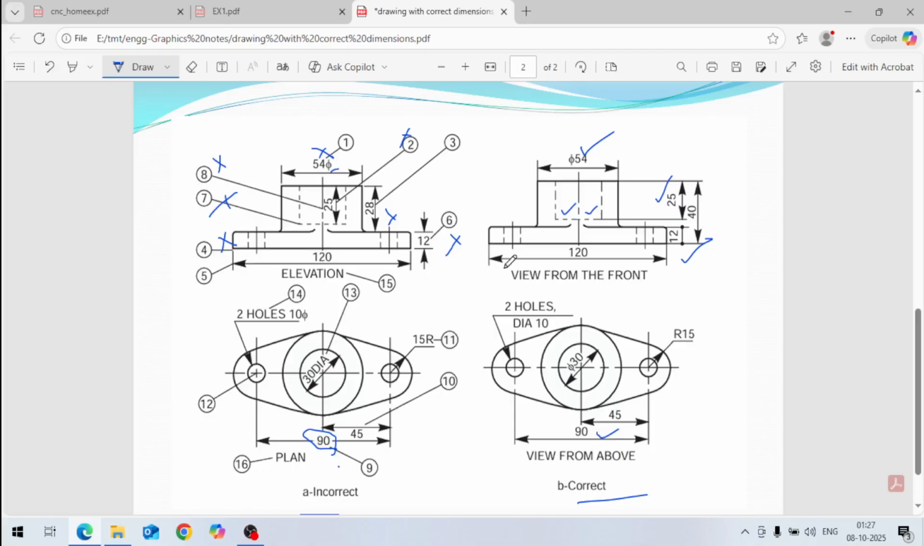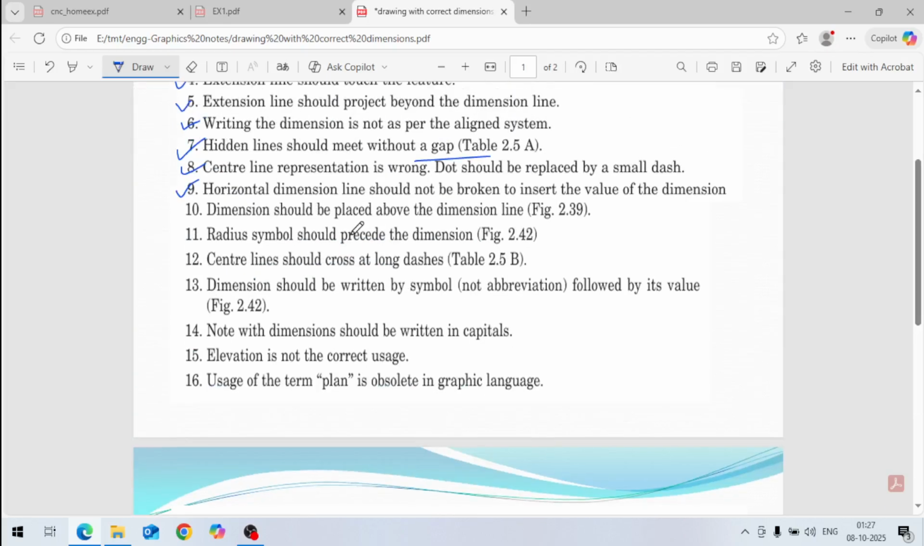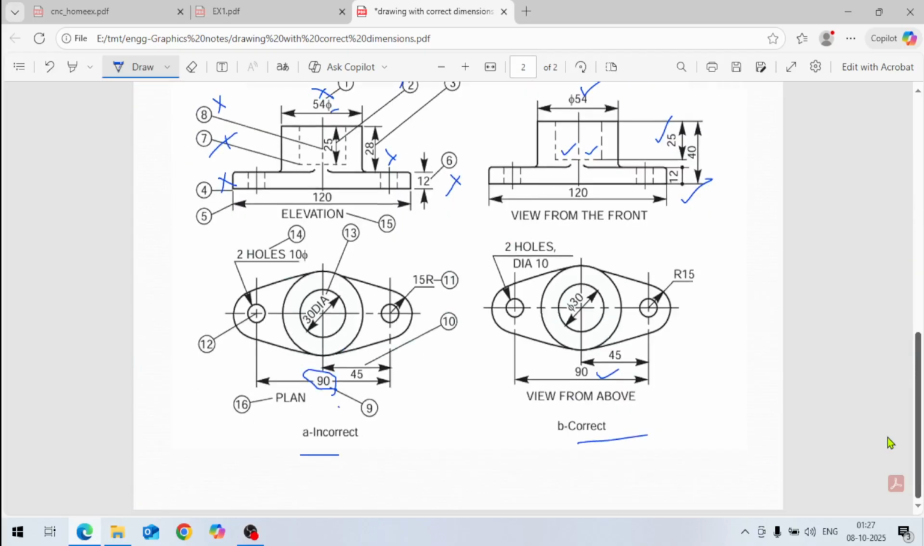Okay. Then number 10, you see here, what is number 10? Dimensions should be placed above the dimension line. We have already discussed it. It should be placed above the dimension line. It should not be under the dimension line. So this is wrong here because the text is under the dimension line. So it should be placed above the dimension line only.